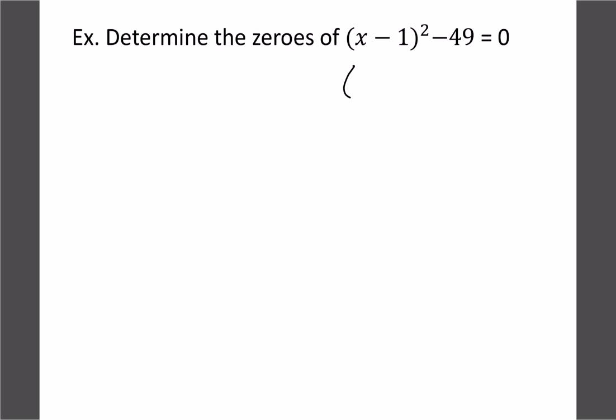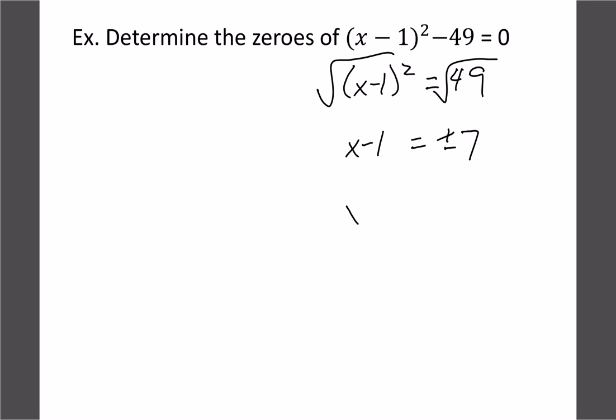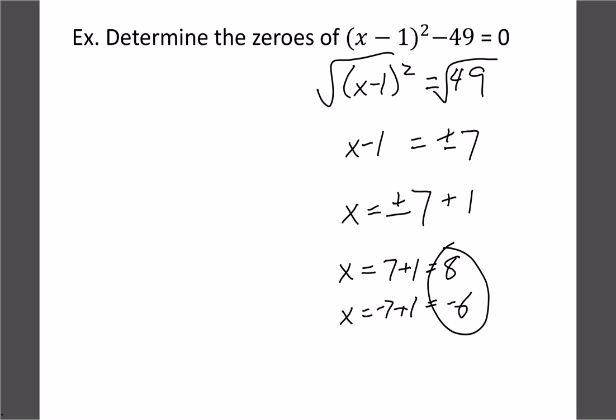Okay, here's another one where we've got brackets. Same thing, just get the brackets isolated. So bring the 49 over to the other side. Now we square root both sides. We'd have x minus 1 equals plus or minus 7. Then our last step is to bring the minus 1 over, so we'd have plus or minus 7, and then we would add 1. Then the last step is to write the solutions. We'd have plus 7 plus 1, which gives us 8, and then minus 7 plus 1, which gives us negative 6. So that's where we get our two solutions in this case.